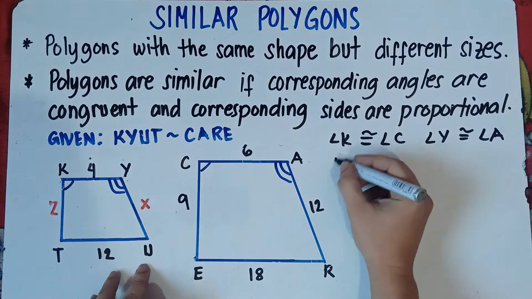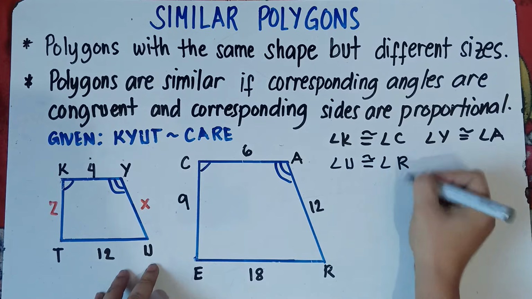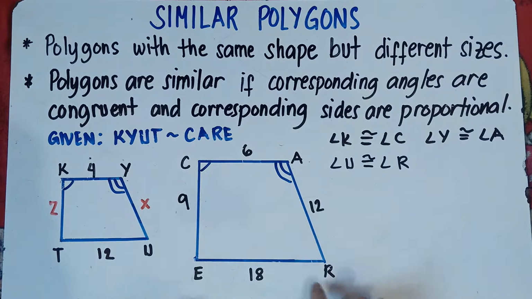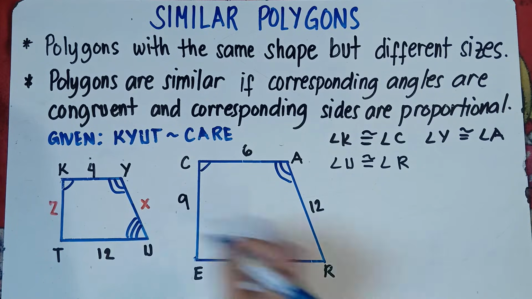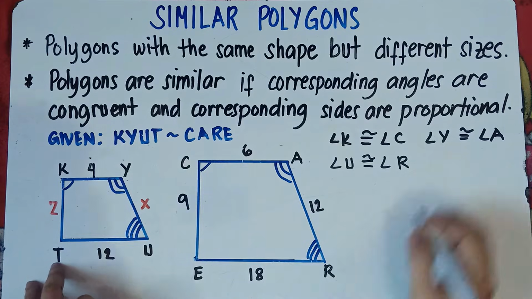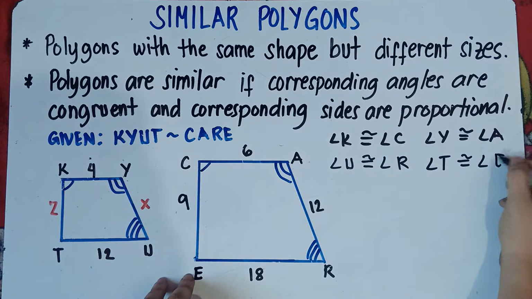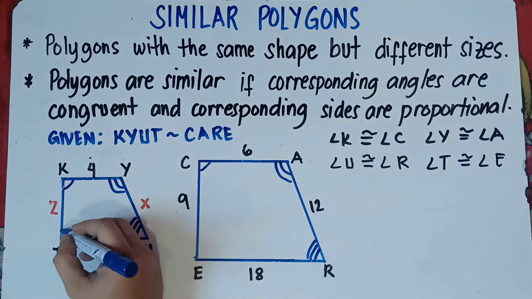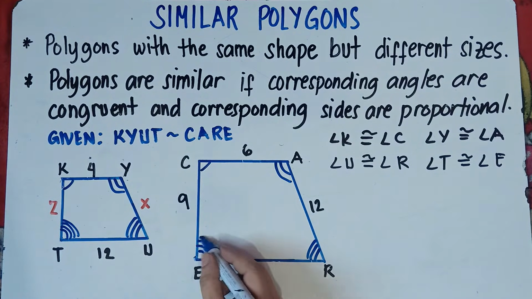And this angle U is congruent to angle R, corresponds to angle R. And this one, angle T, is congruent to angle E. So angle T is congruent to angle E.